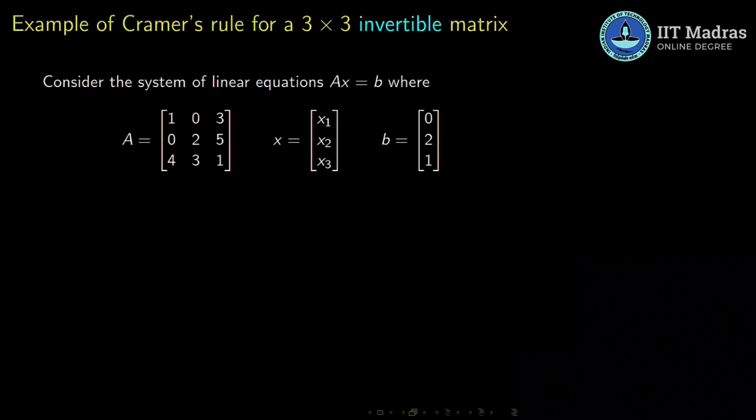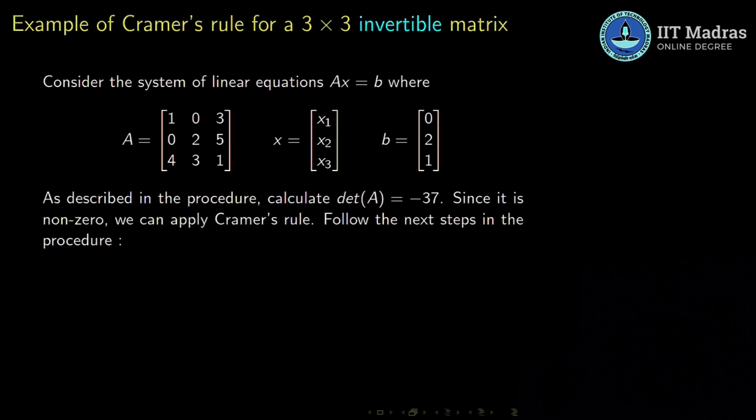So, to use Cramer's rule, first let us look at the determinant. The determinant of A, we will have to compute this. The determinant is minus 37. I will encourage you to compute this. Since it is non-zero, we can apply Cramer's rule. So, let us follow the next steps in the procedure for Cramer's rule.